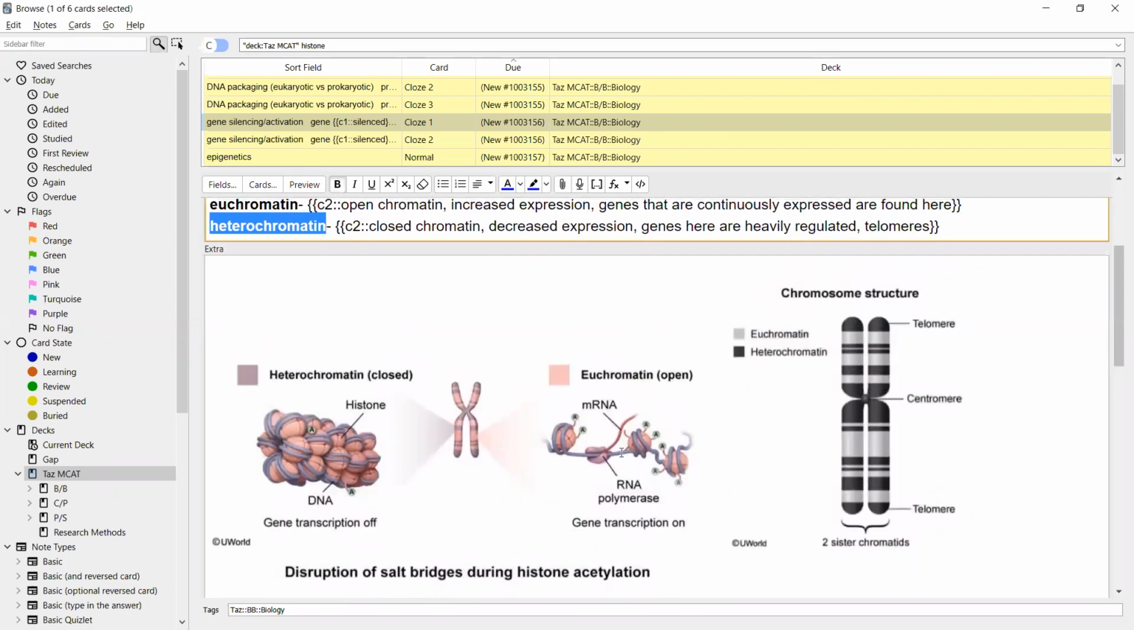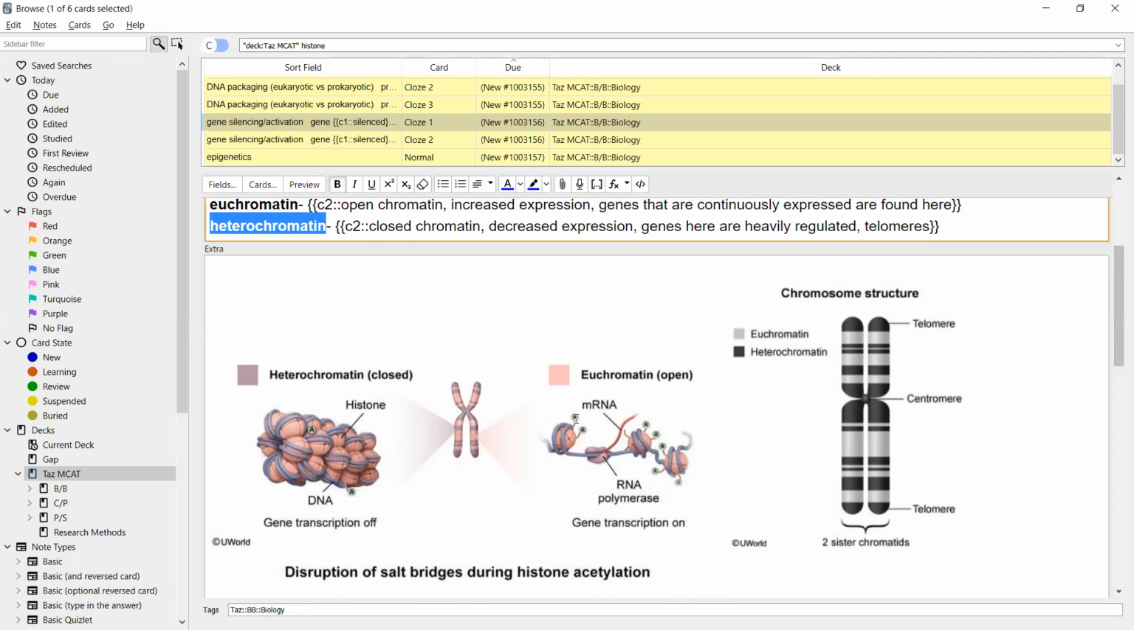This is in comparison to euchromatin, which is loose. You can see it's still wrapped around the histones, but they're not all bundled together. There's a little bit of looseness here, and this is a spot for the RNA polymerase to work on and start making mRNA. So here, these genes are considered on. They are able to be transcribed.